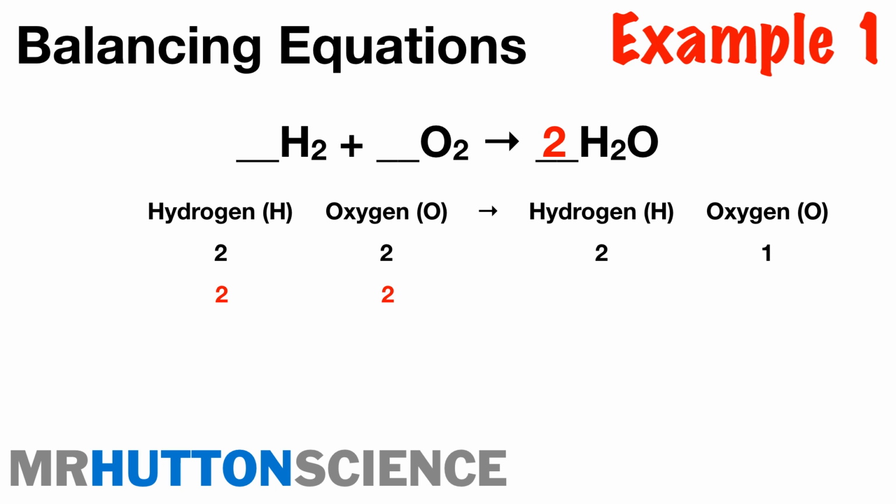Now then, on the right, we've changed what we've got. So we've now got 4 hydrogens and 2 oxygens. And this has helped us balance up the oxygen, but it's thrown out the hydrogen now. So on the right, we've got 4 hydrogens, but on the left, we've only got 2. So we need to do something on the left to get 4 hydrogens.